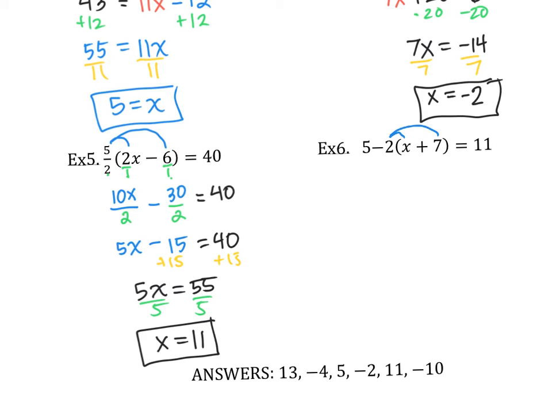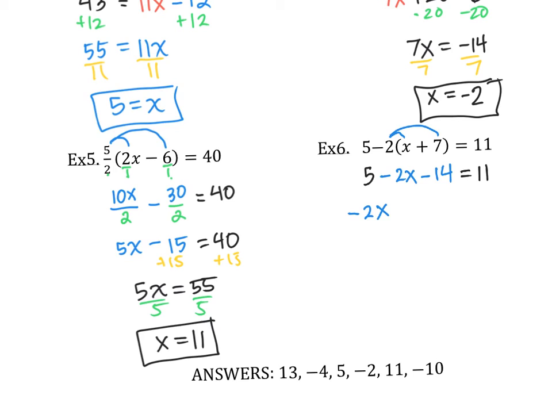Okay, now if I distribute first, I have to be careful because that 2 has a minus in front of it, so it's really a minus 2x. Okay, minus 2 times 7 makes this minus. 2 times 7 is 14. Okay, let me bring down the rest. Equals 11. Okay, now I can see the x. The x is by itself. That's a minus 2x. I think I'll put that first. You wouldn't have to put it first, but I'm going to.